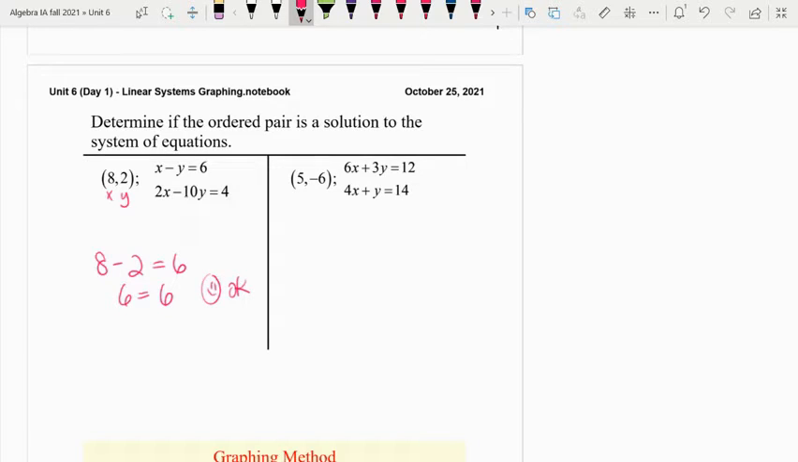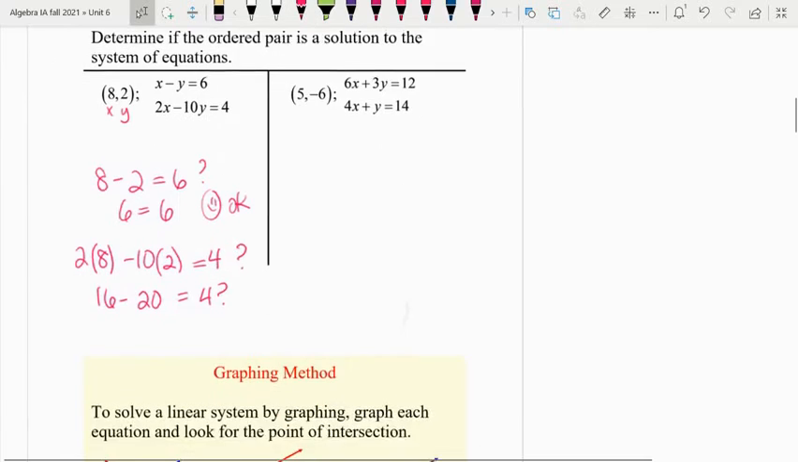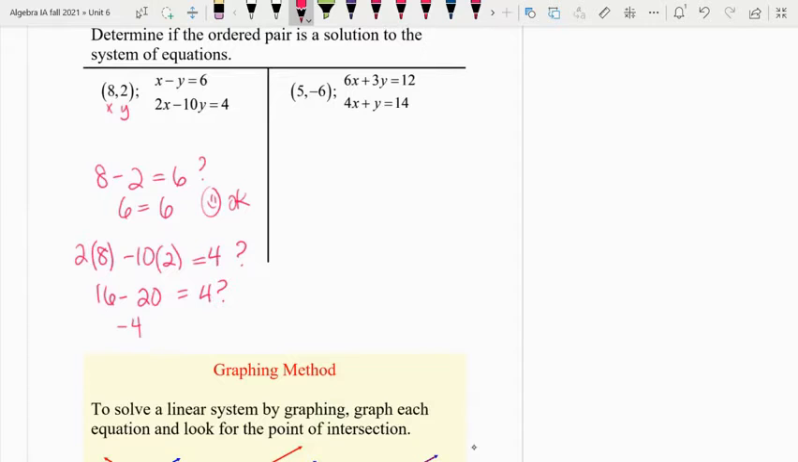So far so good. In the next equation, I do twice 8 minus 10 times 2. Does that equal 4? Let's see. So that's 16 minus 20 equal 4? Well, 16 minus 20 is negative 4, which does not equal 4, so the answer is no. That is not a solution to the system of equations.